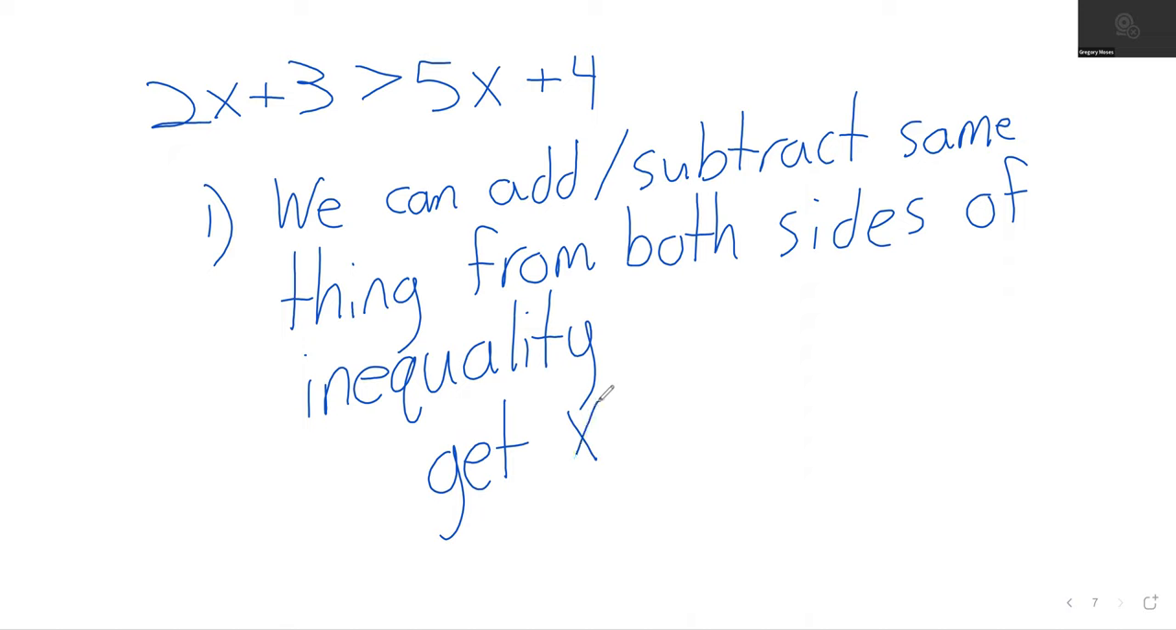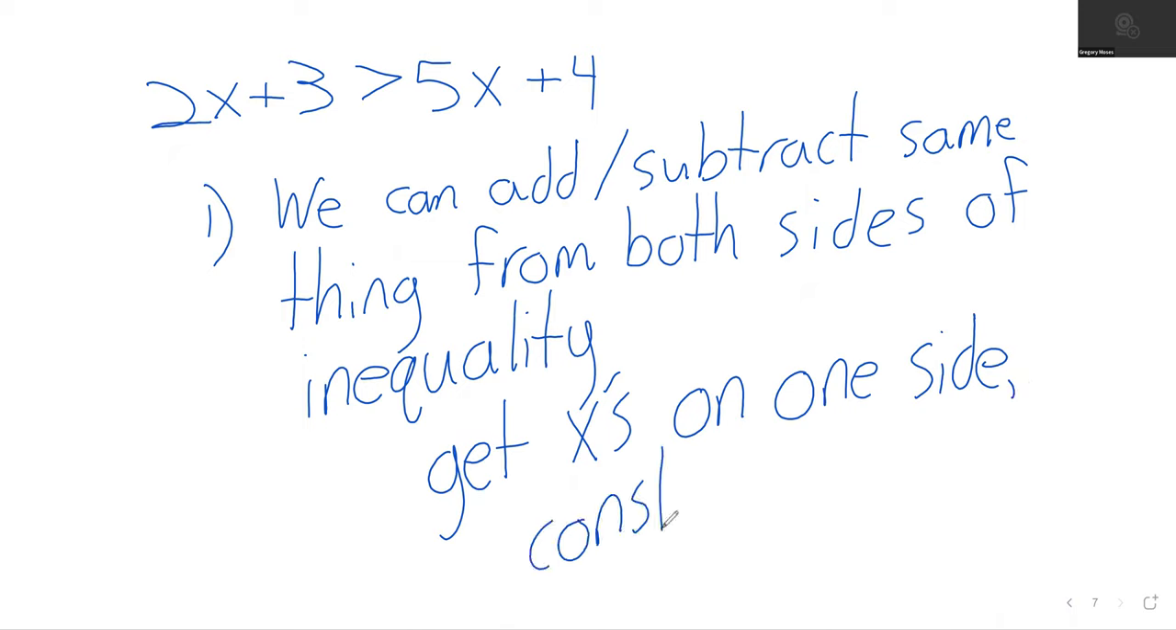to get the x's on one side and the constants on the other. So at the moment, our x's and our constants are all mixed up. We've got x's and constants together over here. We've got x's and constants together over here. We want to unmix them. We want x's together and we want constants together.